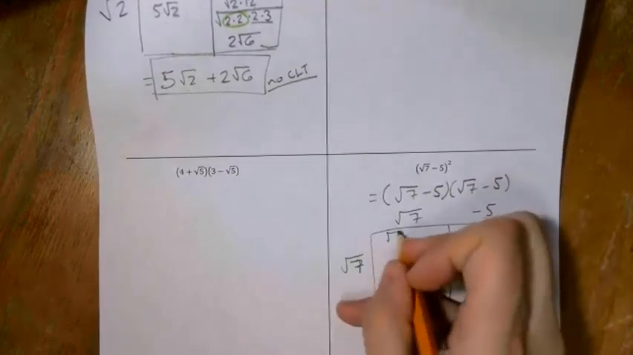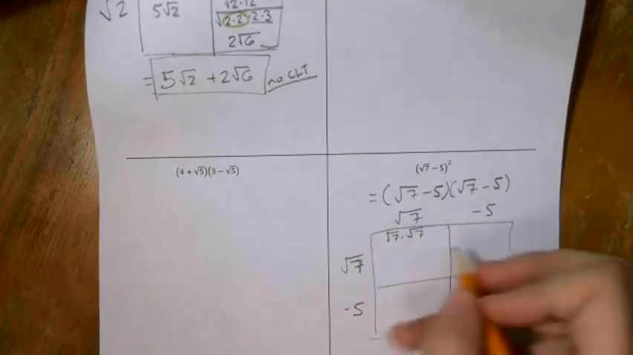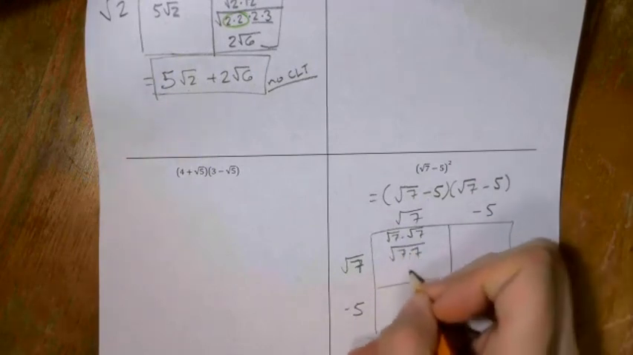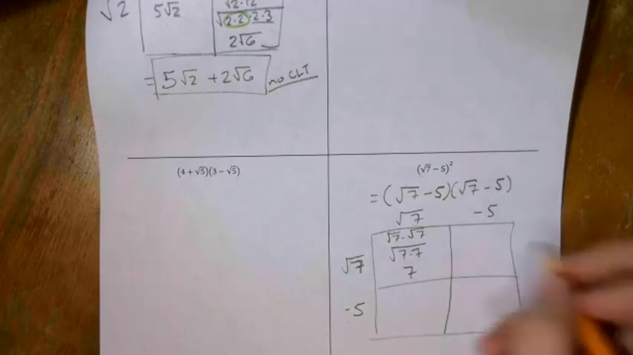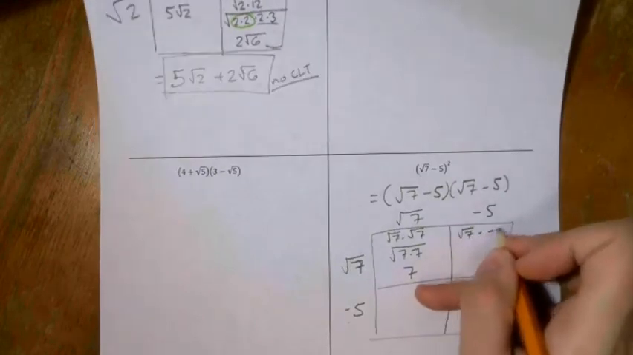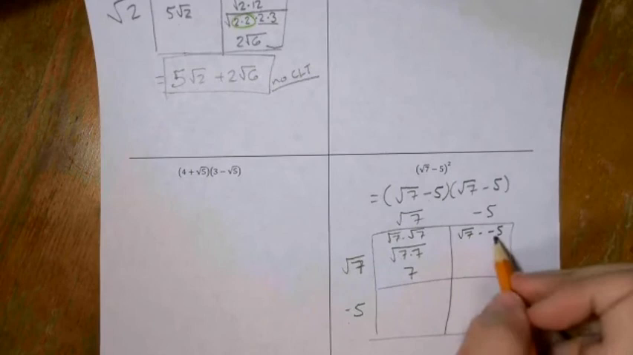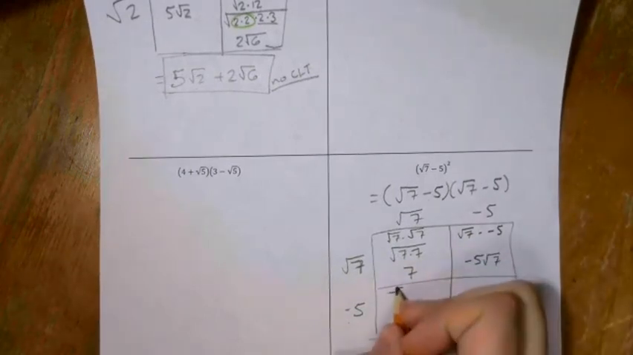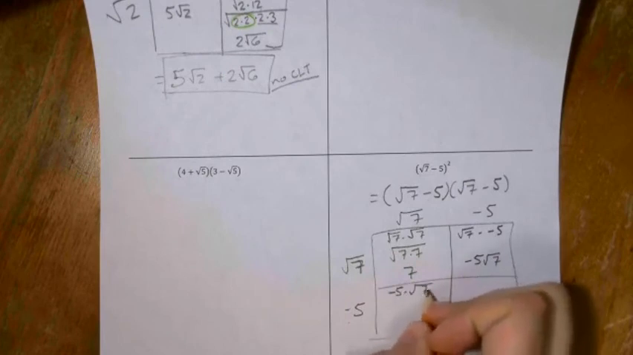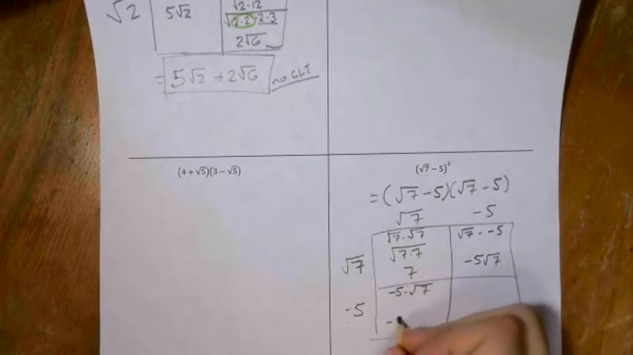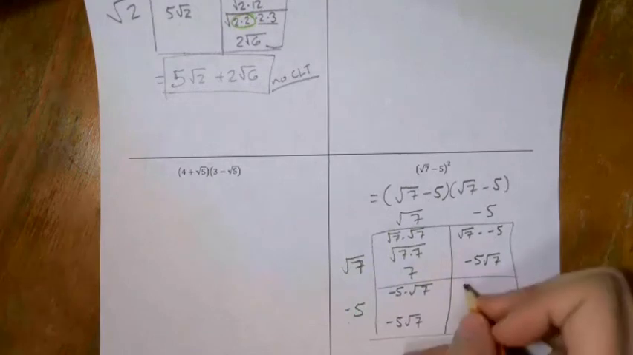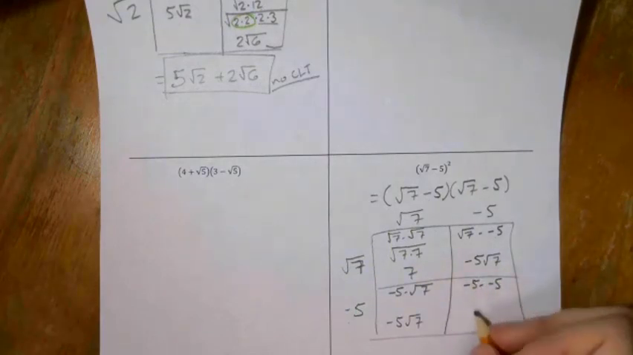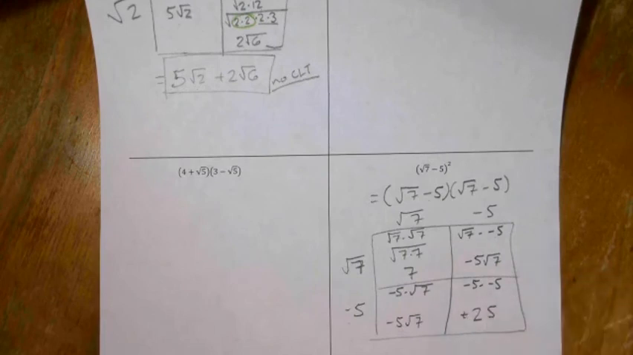So in my first box, I have square root 7 times square root 7. It's a prison transfer, so that means I have square root of 7 times 7. 7 can pop out. And then I have square root 7 times negative 5. Negative 5 is just visiting, so I get negative 5 square root 7. Now I have negative 5 times the square root of 7. 5 is just visiting, so negative 5 square root 7. Negative 5 times negative 5 in our last box, which is a positive 25.